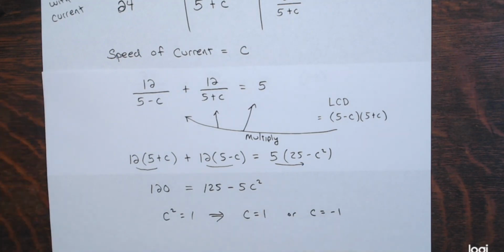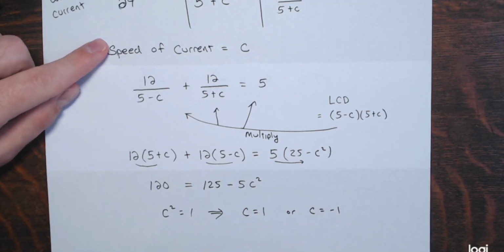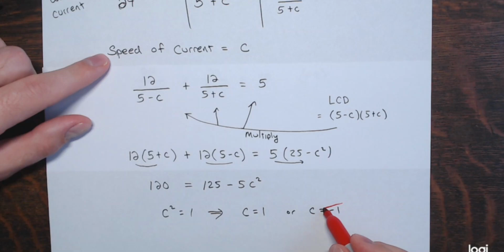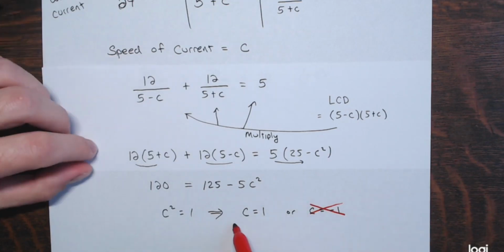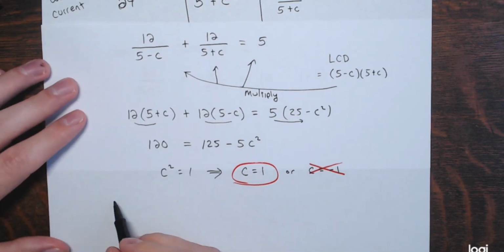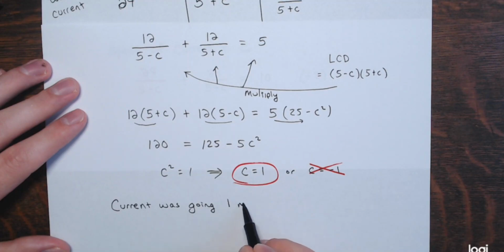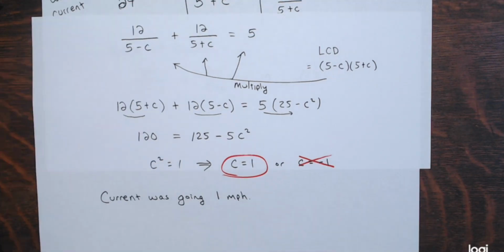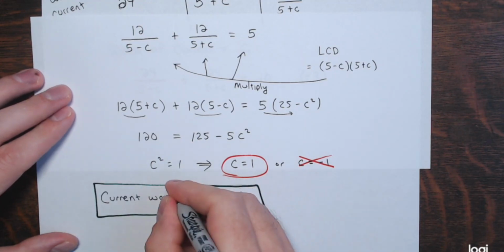But we're talking about speed of the current in miles per hour. Having a negative speed doesn't make any sense. Again, you can have negative velocity, just not negative speed. So there it is: c equals 1. So the current was going 1 mile per hour is our answer. Put that in a box. So that's our final result, final answer.